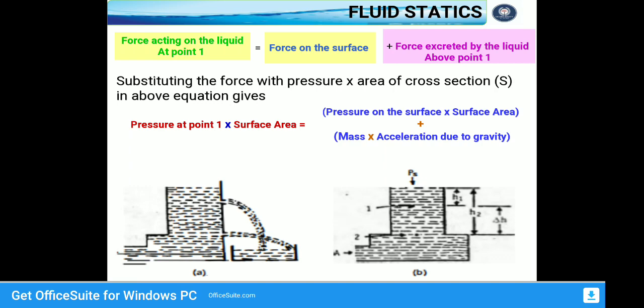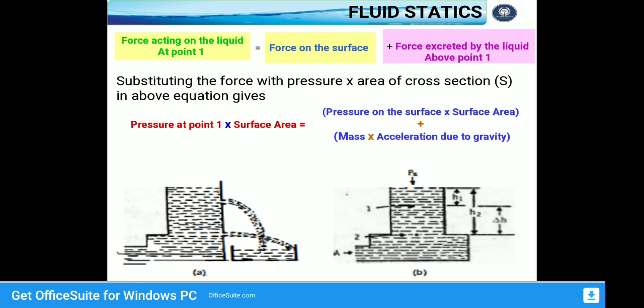This mathematical expression is: force acting on the liquid at point 1 is equal to force on the surface plus force exerted by the liquid above point 1. As we know that pressure is force per unit area, force is expressed as pressure into area of cross section. So by using this, we can write force as pressure into area of cross section.